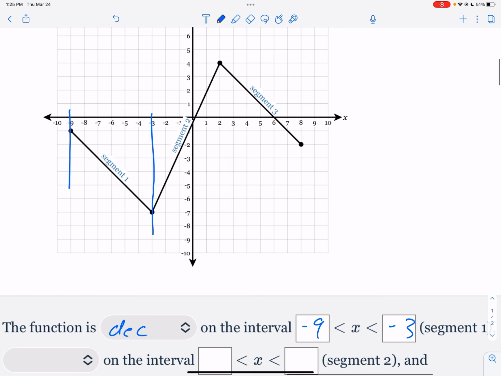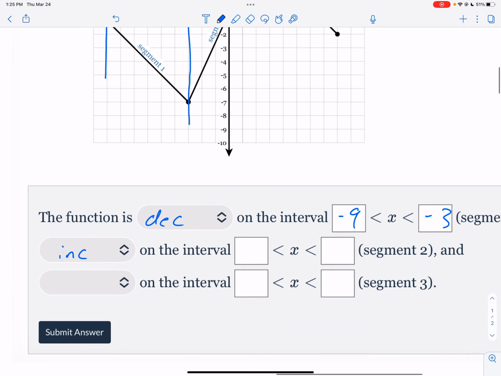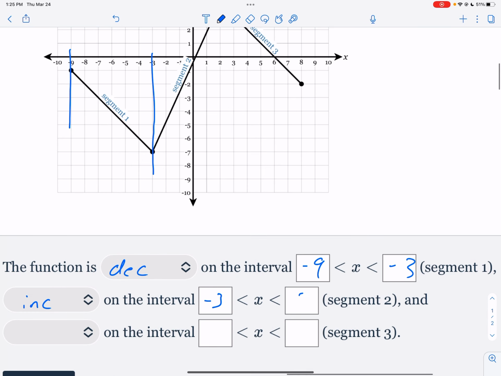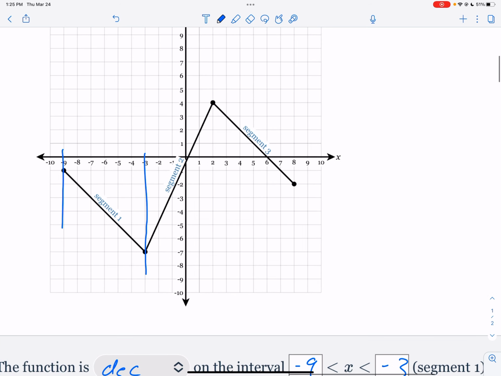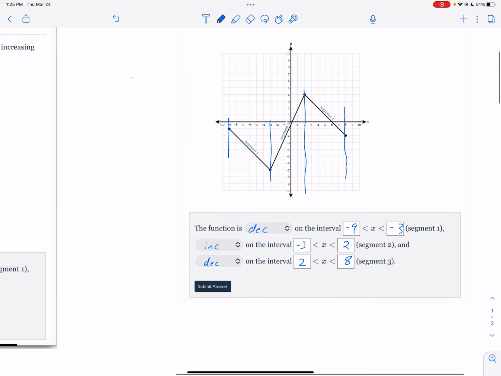Now, segment 2, it looks like it's going up again, so it's increasing from left to right, from -3 to +2. And then lastly, segment 3 looks like it's decreasing as you go left to right, going lower from 2 to 8. So it looks like it's decreasing from 2 to 8. That's all there really is to that.